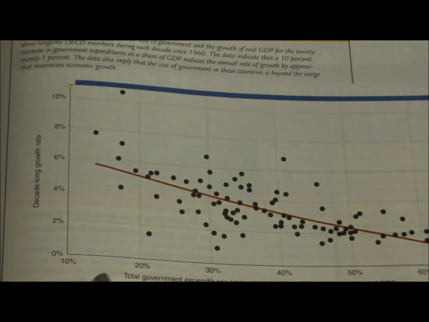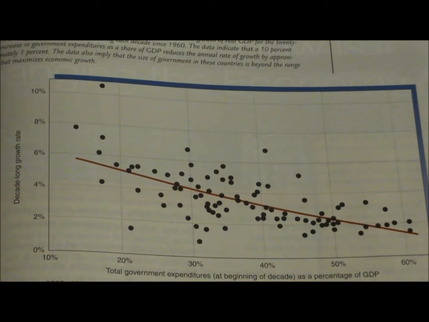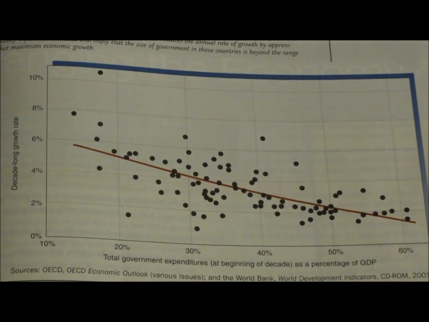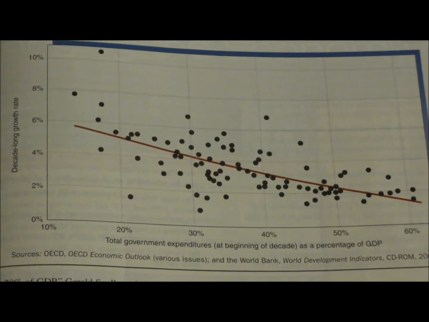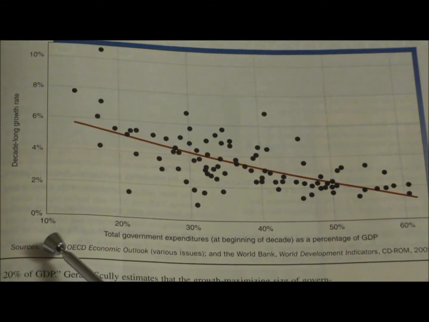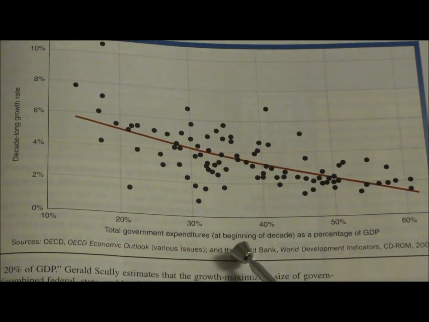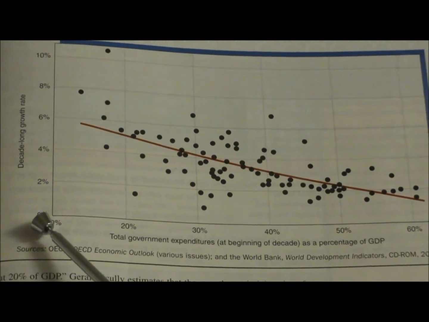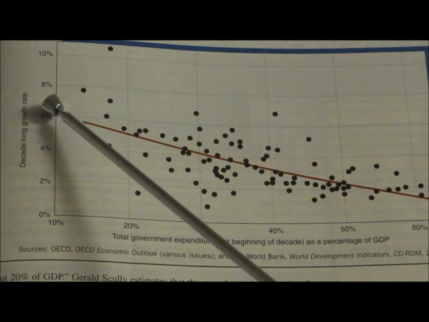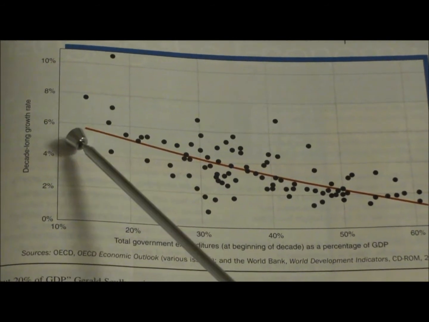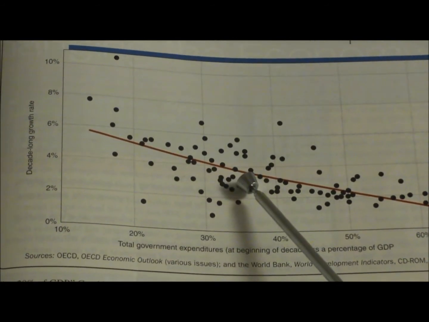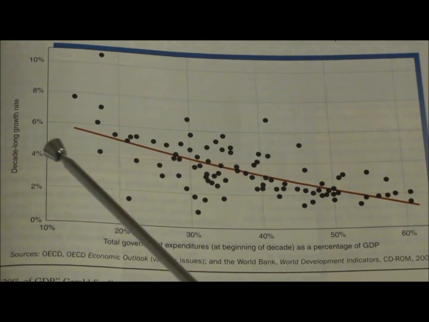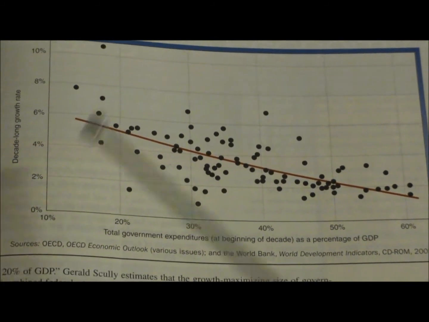It's a graph of 23 countries. All the 23 countries are members of the Organization for Economic Cooperation and Development. What it does is it tracks government spending as a percentage of GDP, gross domestic product, and then on the y-axis we have the decade-long growth rate. And what you have is quite interesting. It's a clear negative correlation of government spending to economic growth.